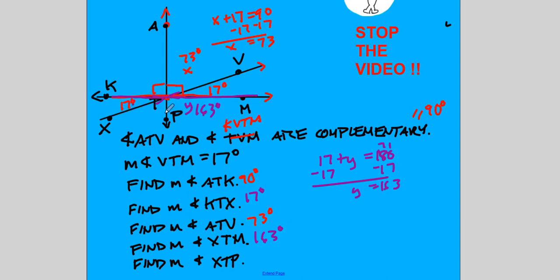And then XTP. Well, notice that XTP, let's choose a color I haven't used, green. Notice that these two angles point at each other. That's 73, so this has to be 73 degrees. And this concludes the problem and concludes the video.